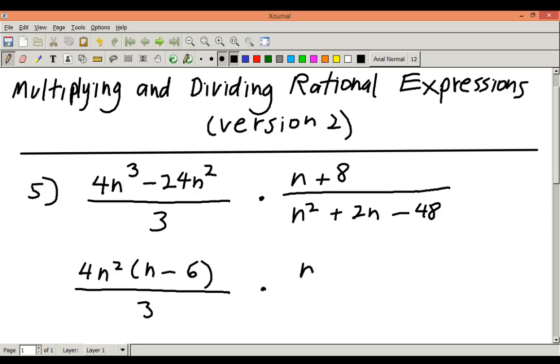I see, well, that top is n plus 8. It stays the way it is. Looks like I have a guess and check trinomial on the bottom. So n squared is n times n. Factors of negative 48, so I'm going to have plus 8 and minus 6.